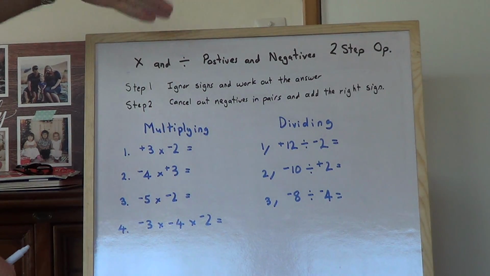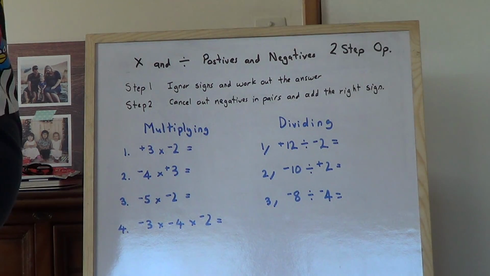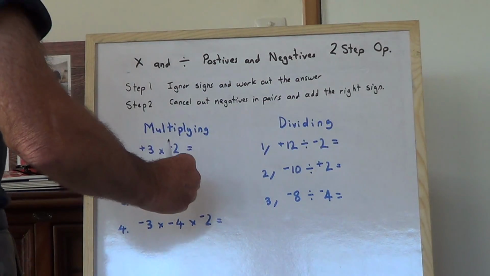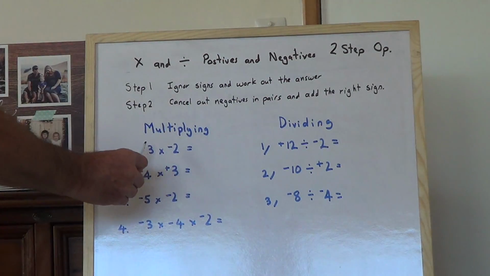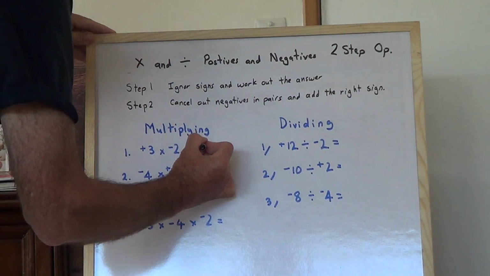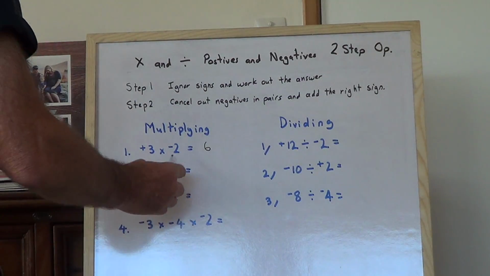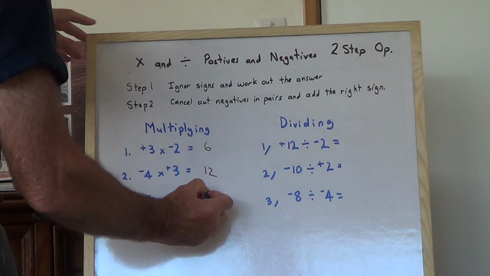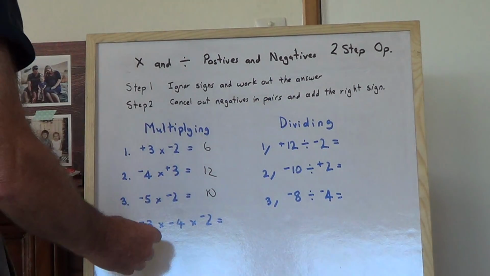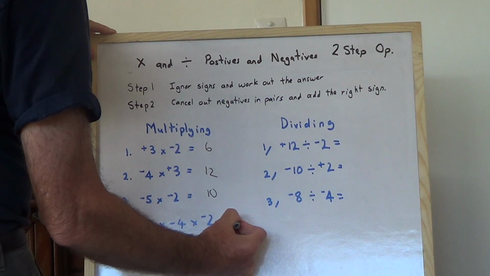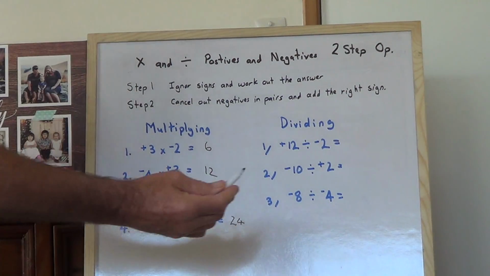When we multiply and divide positives and negatives, it's a two-step operation. Here's the first step. We ignore the signs and work out the answer. Alright? So we take this one here, we just look at the 3 times 2, that'll be 6. Look at this one, 4 times 3, that's going to be 12. We look at 5 times 2, that's going to be 10. And 3 4s are 12, 2 12s are 24 there. That's the first step, not hard.